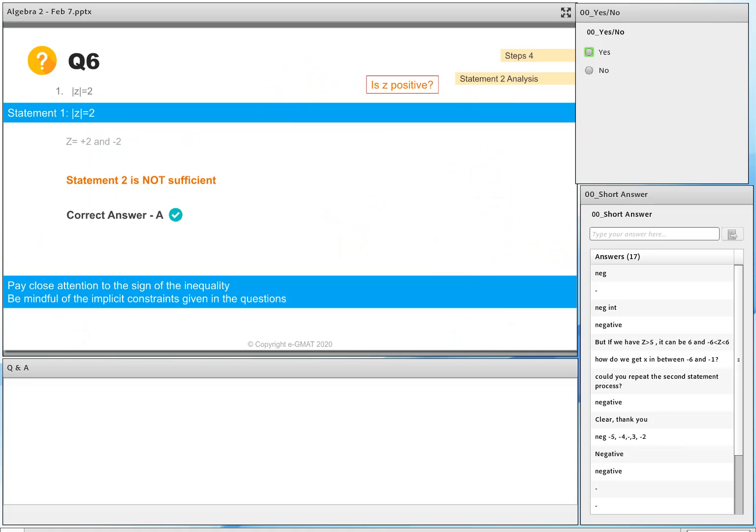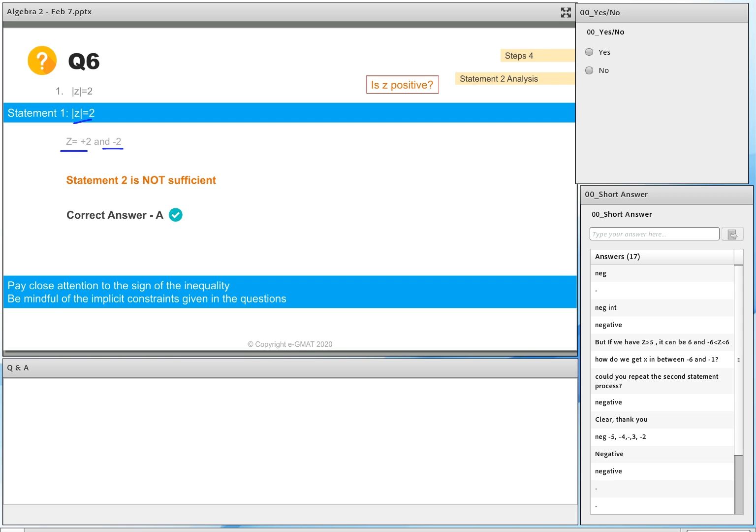I hope this is clear. The next statement tells me that mod of z is equal to 2. Now, if mod of z is equal to 2, z can take two possible values. One can be +2, the other can be -2.